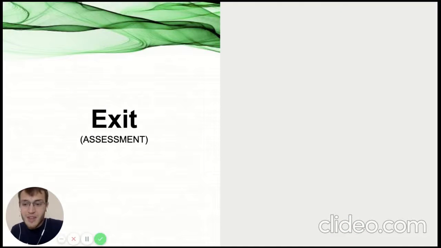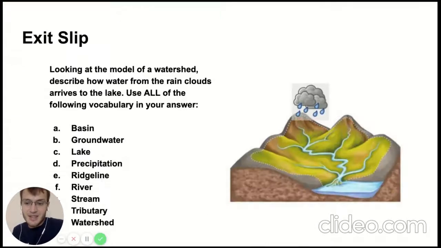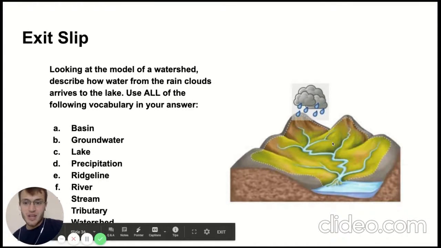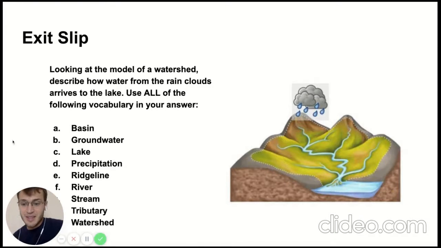So that's groundwater. All right, so you just learned these 7 words, and now you're going to use them in your exit slip. The exit slip says, looking at the model of this watershed, describe how water from the rain clouds arrives to the lake. Use all of the following words in your answer. The words are basin, groundwater, lake, precipitation, ridgeline, river, stream, tributary, and watershed.